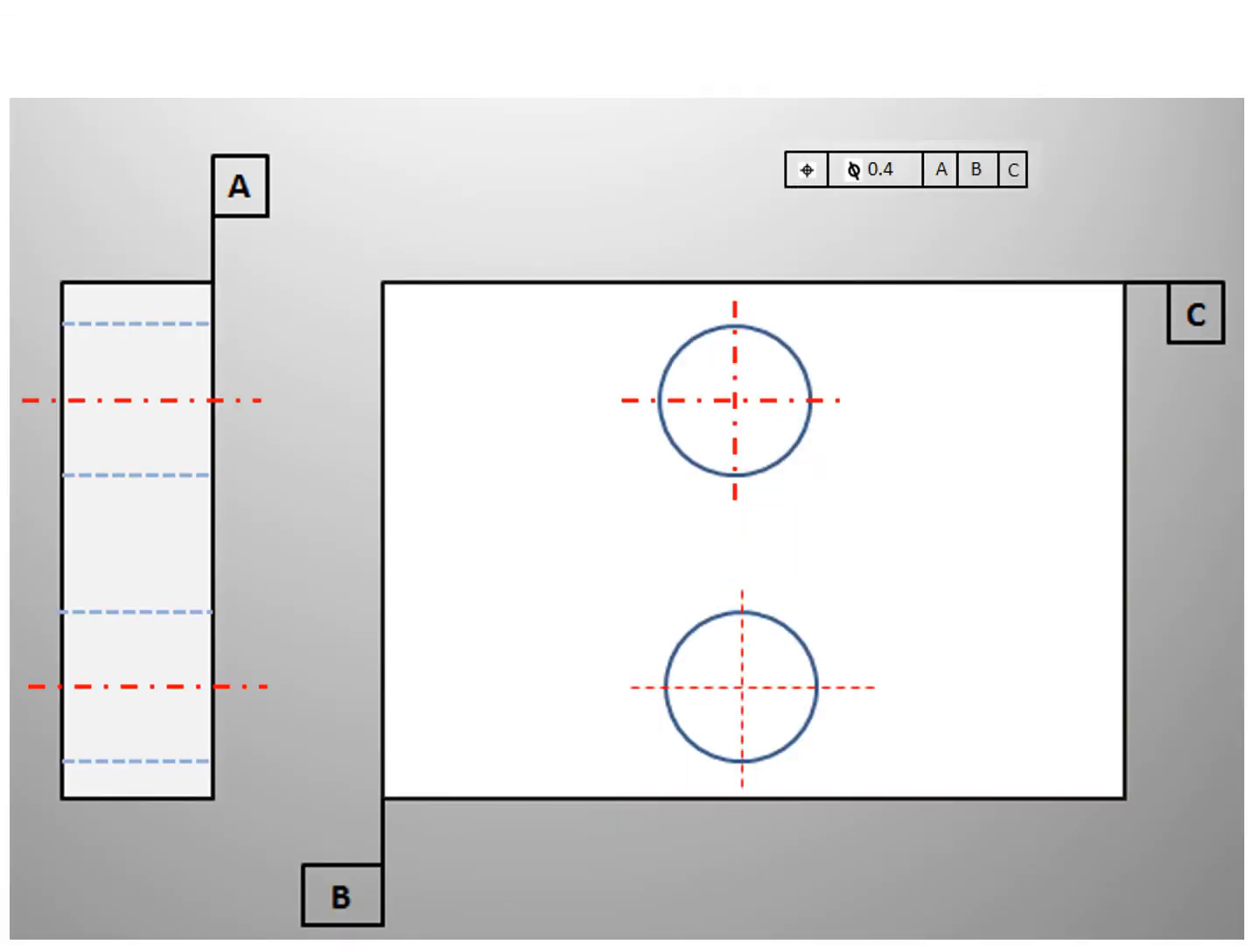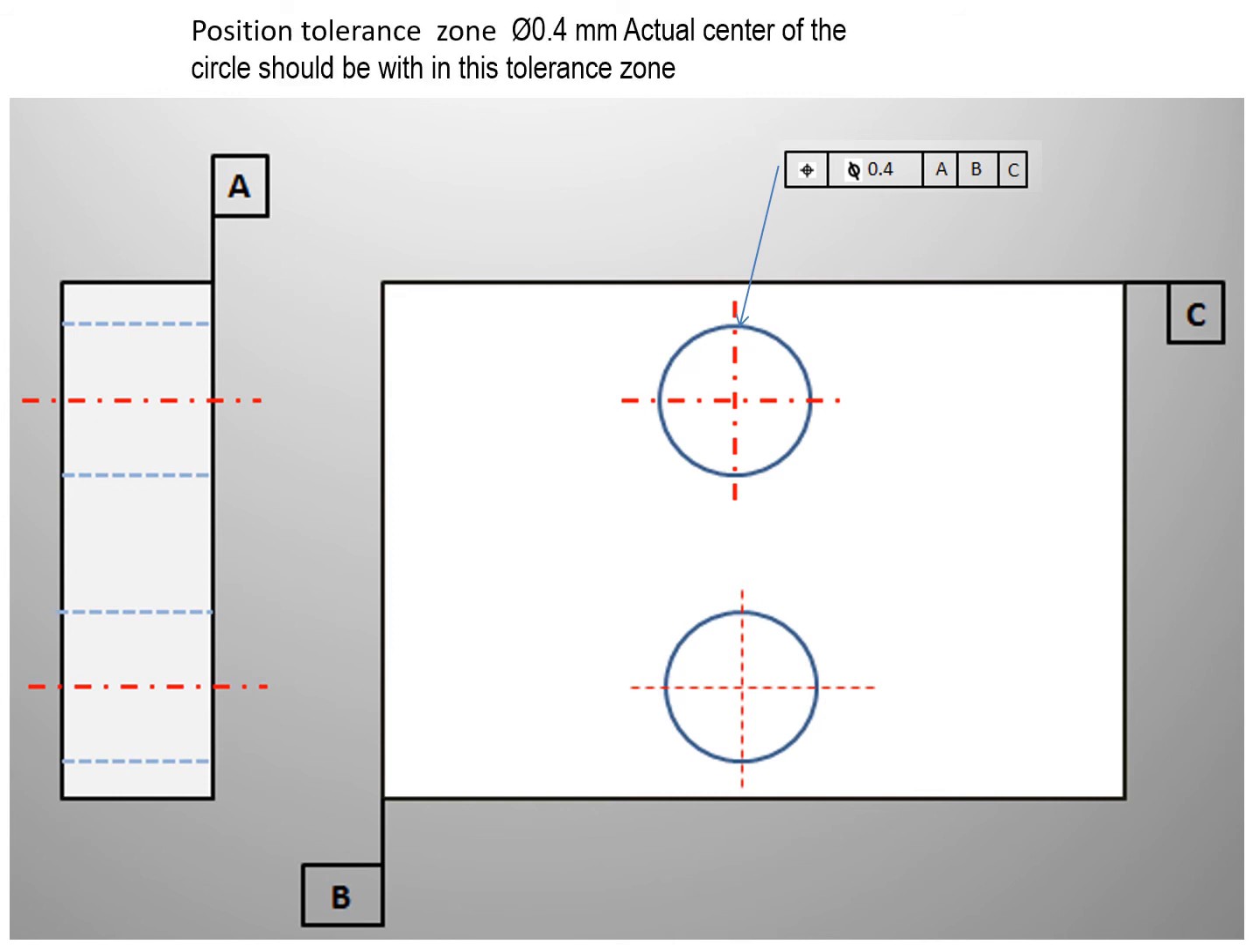Now we can see what is the meaning of point 4. Here positional tolerance is mentioned as 0.4. If I am drawing a circle by considering the theoretical center of the circle as a center, so this is our tolerance zone for the position. That means that the actual center of the hole can vary anywhere within this tolerance zone.